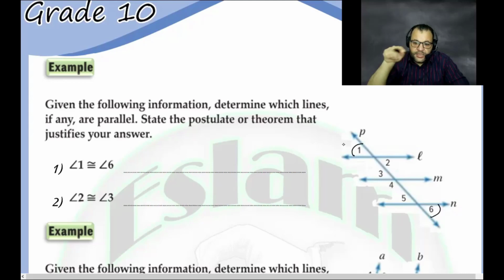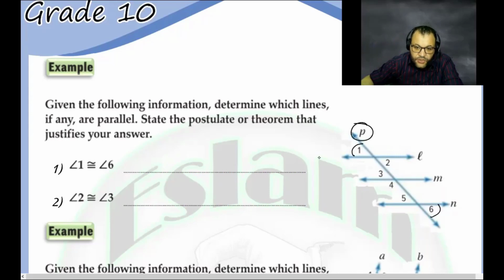If angle 1 is equal to angle 6, is this given enough to prove parallelism or not? Yes. Why yes? Even if the answer is right or wrong, no problem. Alternate exterior. They lie on two different sides of the transversal.